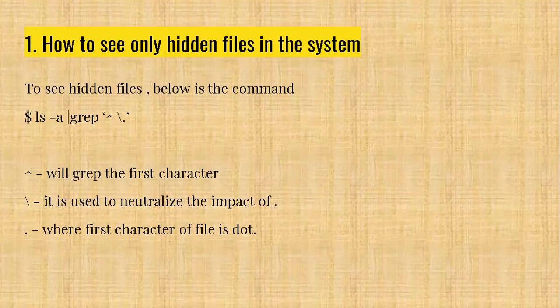So how to see only the hidden files in the system? You can simply run ls -a and grep ^\. So caret means I will grab the first character, and the backslash is used to neutralize the impact of a dot, where dot is the first character of a file. Let's see the practical demonstration for this one.